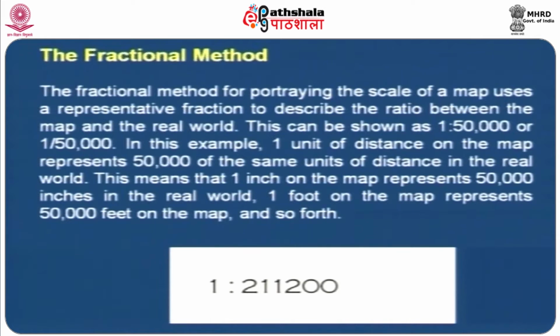It could be centimeters, millimeters, inches, foot, meters, or kilometers. So 1 on 50,000 indicates invariably that 1 centimeter on the map is equal to 50,000 units on the ground.